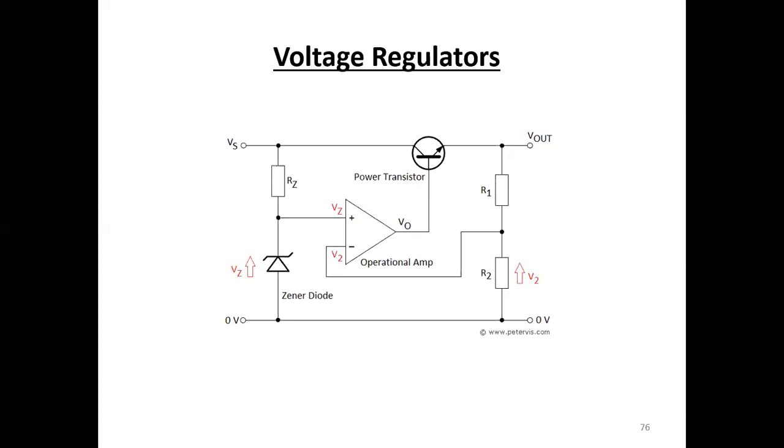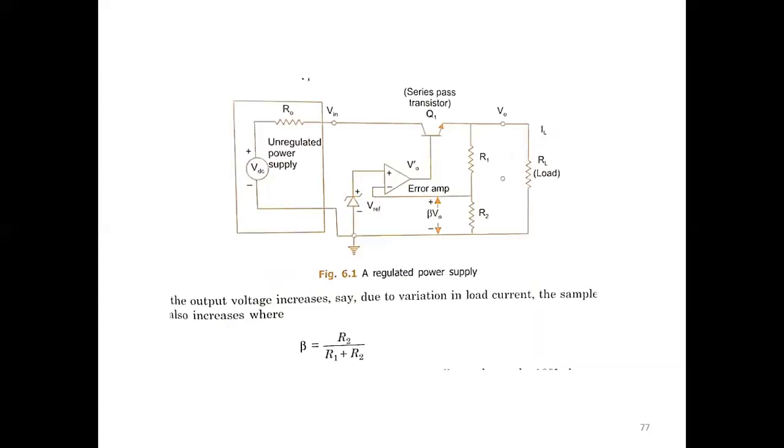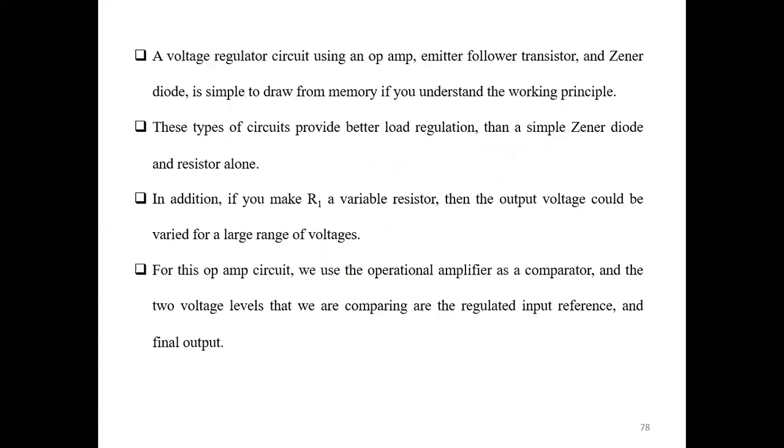Here we have one operational amplifier, a Zener diode, resistors and a power transistor. These are the circuits that define the voltage regulator output. So we have a regulated power supply, a voltage regulator circuit using an emitter follower circuit. The Zener diode circuit is simple to draw from memory if you understand the working principle. This type of circuit provides better load regulation than a simple Zener diode and resistor alone.